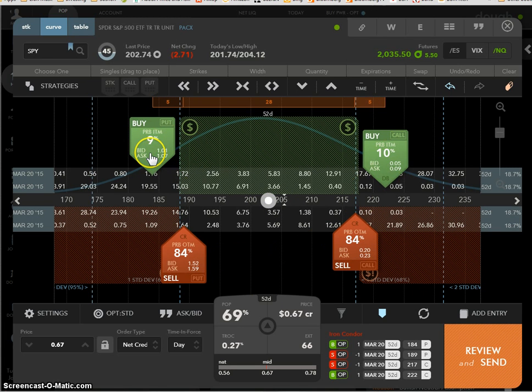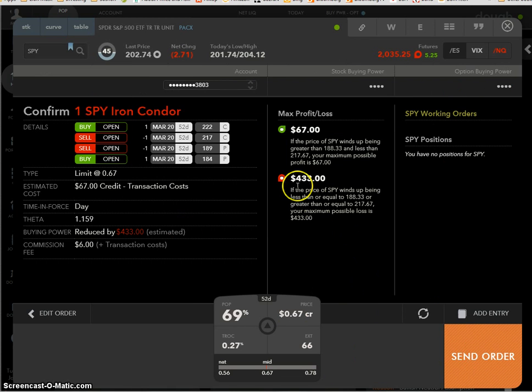You're buying the wings as protection. 5 strikes wide, which, if you watch yesterday's video, you'll see is the most efficient as far as return on capital. If you have less capital, your profit is 69%. You're going to collect 67 cents per contract, or the most you can make is $67 per contract. The most you can risk, the most you can lose, is $432.